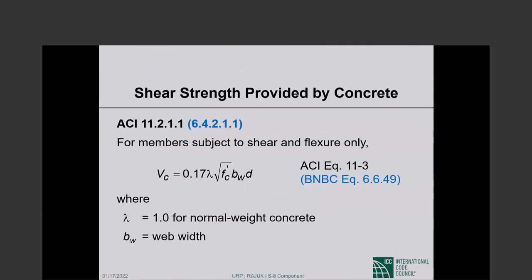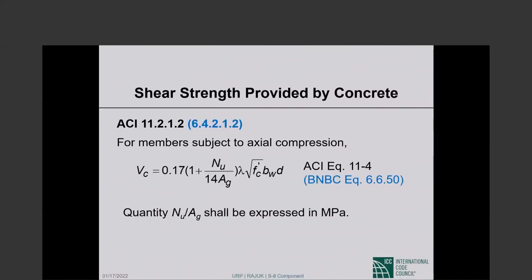There is the regular calculation, and then there is detailed calculation. As you saw, you can do it 2 ways, and this is the usual way of calculating V_c. For members subject to shear and flexure only, as opposed to axial force, V_c is 0.17 lambda square root of f_c' b_w d. We have seen this 0.17 square root of f_c' for quite a while now. So that was flexure and shear only, no axial force.